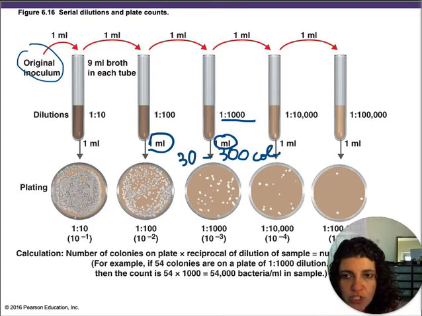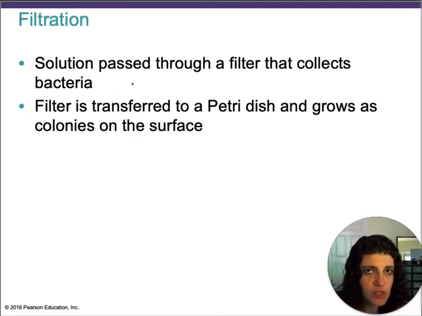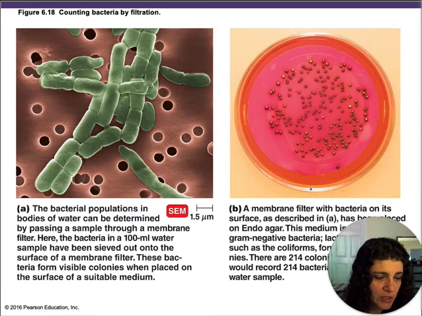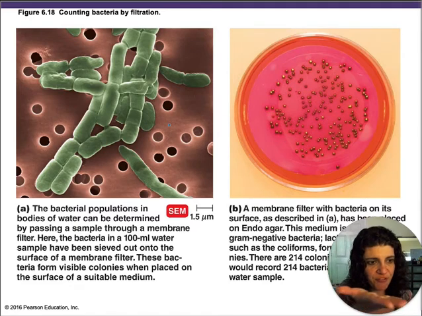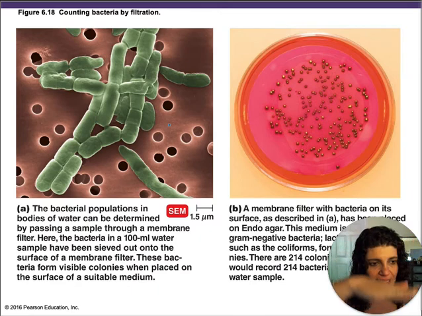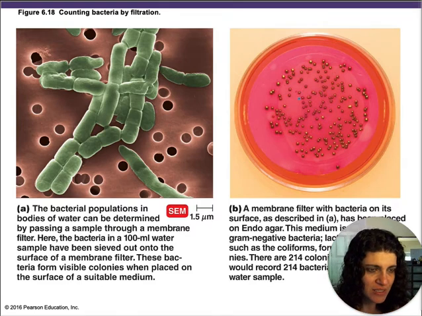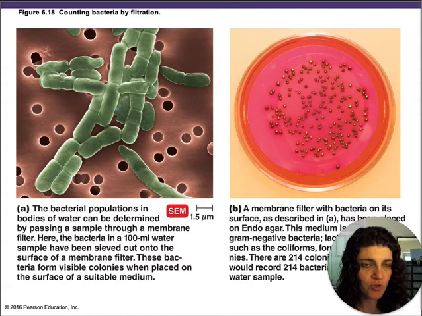Filtration. Filtration is a method where you pass the solution that contains the bacteria through a filter, and you collect the bacteria from the filter. So this is an example of a filter with the bacteria on top of it. And another example here. So then what you do is you get that filter and you put it upside down on a medium and you let it grow. And this is what happens. Then everywhere where there was a little group of bacteria or one single bacteria is going to form a colony. And then you count the colonies.